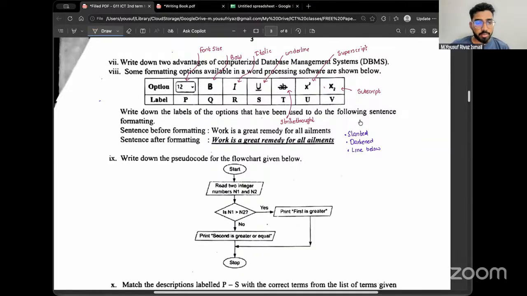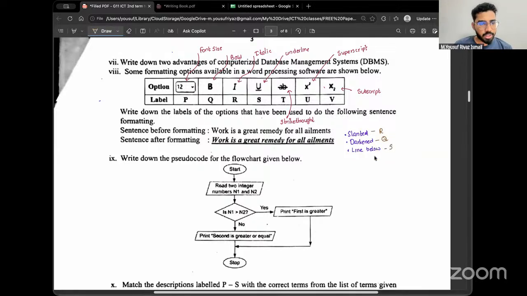Correct. To slant the text, we can use the tool R, which is the italic tool. And then to darken the text, which tool should we use out of PQRSTUV? Perfect. To darken the text, we use the tool Q, the bold tool. And to draw the line below the text, perfect. It's tool S.